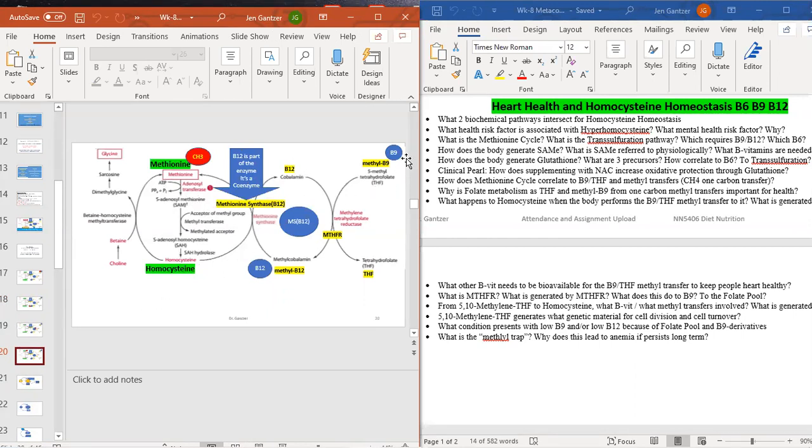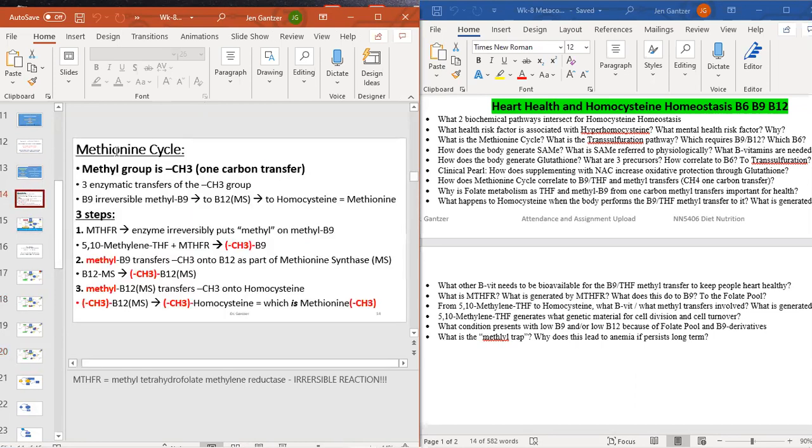So when we start with the methyl transfer, it started with your methyl B9, your methyl folate. It then transferred it to your B12. Your B12 transferred it to homocysteine, and you end up with the recycling of homocysteine, and that is now methionine. So if you take a look at that and now come back here, okay, this explains it. Follow the methyl transfers, and then homocysteine is methionine.